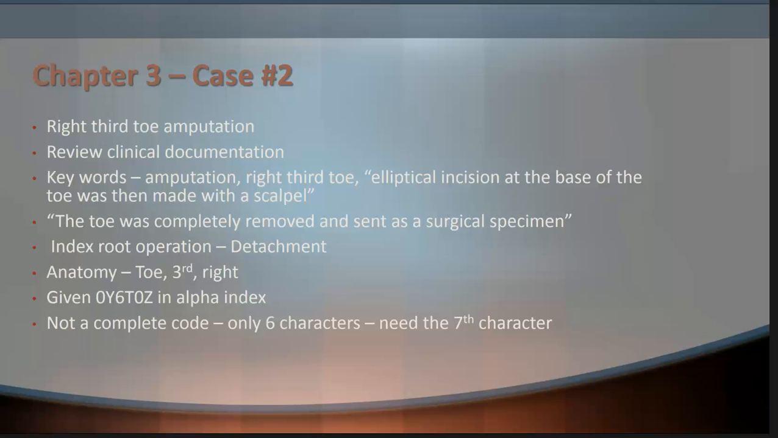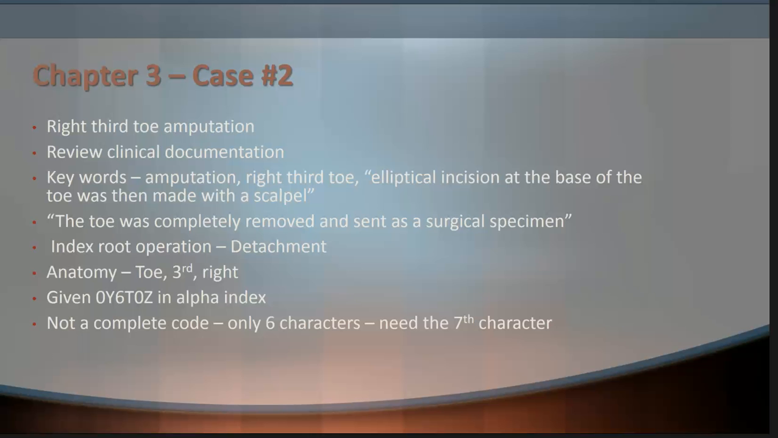So when we code this in the index, we're going to use the main term of detachment. Then we're going to choose our anatomy as our subterm, which is toe, third, and right, because that's exactly where the surgeon cut the patient's toe. And he also told us it was the full toe.